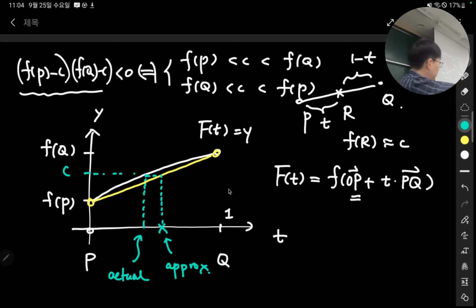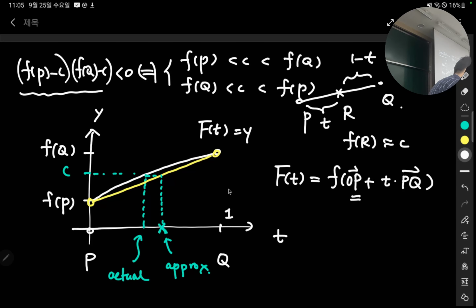But remember, we are using small line segments. So this difference will get smaller and smaller as we shrink the size of each subdivision. So we're going to take this one as my point R. And how do you get that?